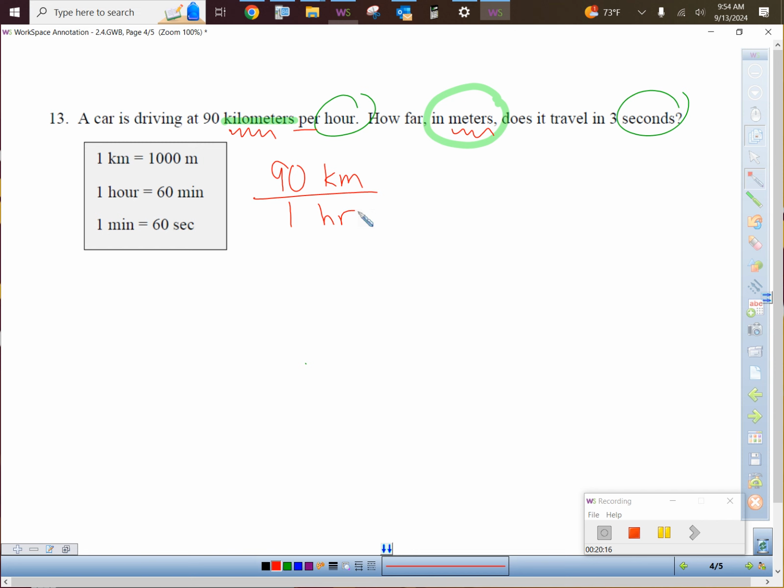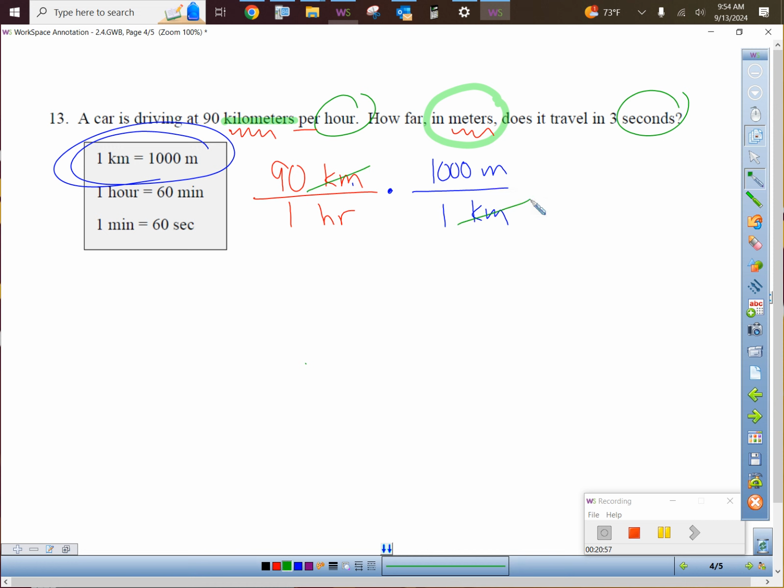Okay, so here's what we're going to do next. We're going to use these conversion rates over here, and watch this. I want to get rid of the kilometers. Doesn't this fraction have to have kilometers downstairs, since kilometers is upstairs? I'm using this one right here. There is 1 kilometer for every 1,000 meters, and I can automatically say peace out to kilometers. This is converting me into meters already, right? So I'm getting my meters goal.